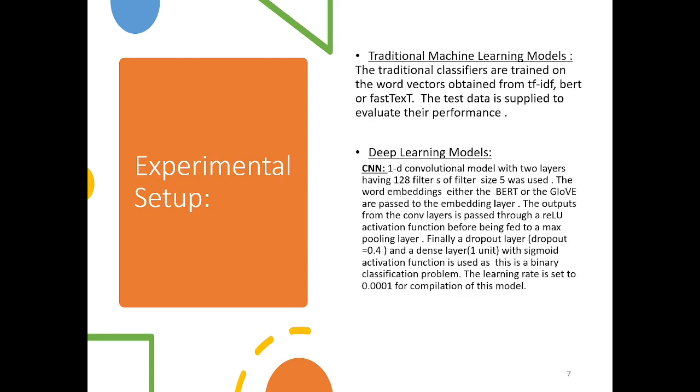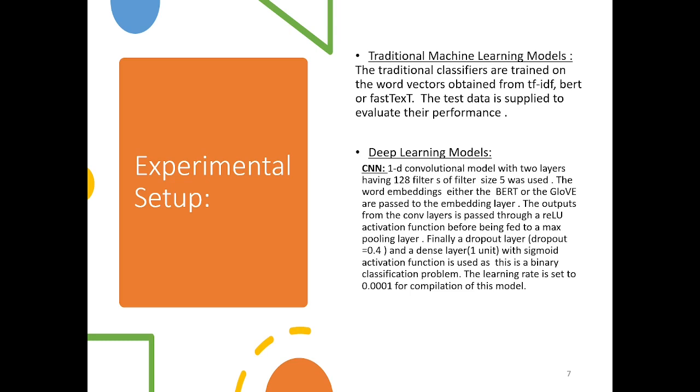Okay, so in the experimental step, we are using the vanilla classifiers. We are using features like TF-IDF, BERT, and fastText, and the single corpus is divided first of all into test, train, and validation splits.